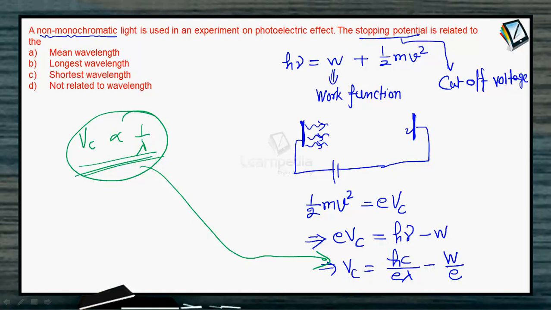What I mean to say is that the more the lambda, the less the cutoff voltage will be. So stopping potential is related to the shortest wavelength. Why? Because for the shortest wavelength, Vc will be maximum, because we have to stop all the electrons, so we have to stop the maximum energy electrons, which are basically those of the shortest wavelength. So option C has to be the correct answer to this question.